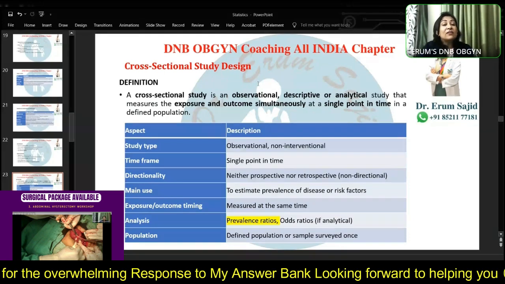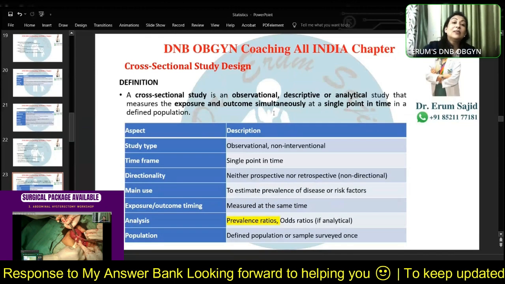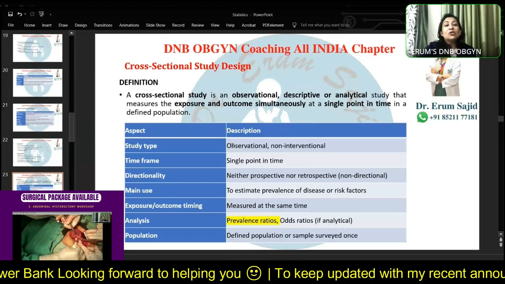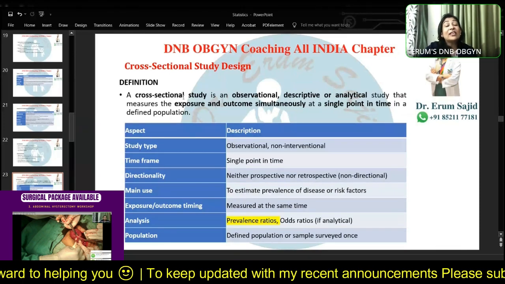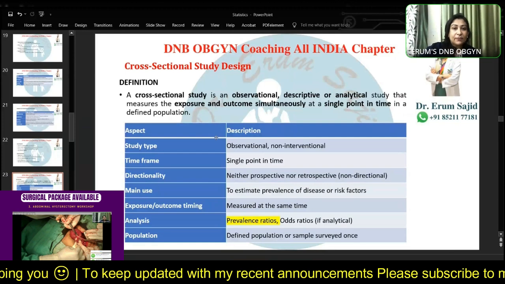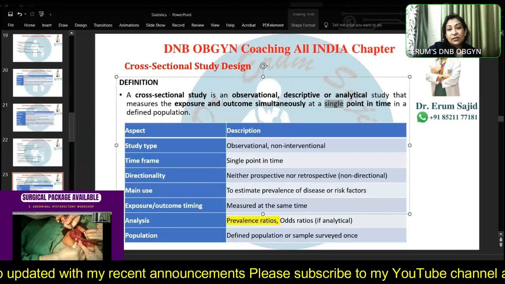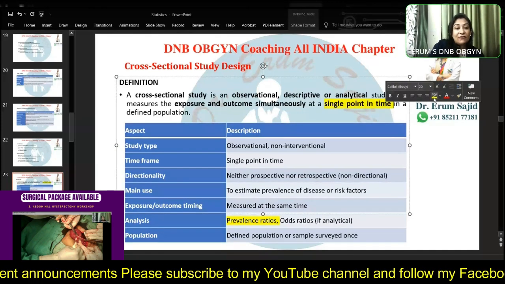And then finally, we have something which is called as cross-sectional study design, which ranks a little low in hierarchy, but is important nevertheless. I said it's like a snapshot of population. So it's an observational, descriptive, analytical study and measures the exposure outcomes simultaneously at a single point in time. So the most important term to be understood here is a single point in time. Guys, are you with me so far? Everyone?